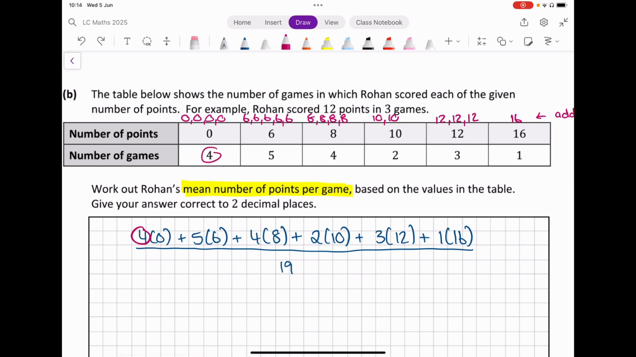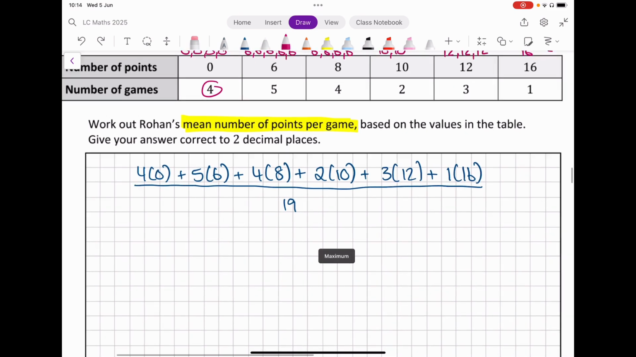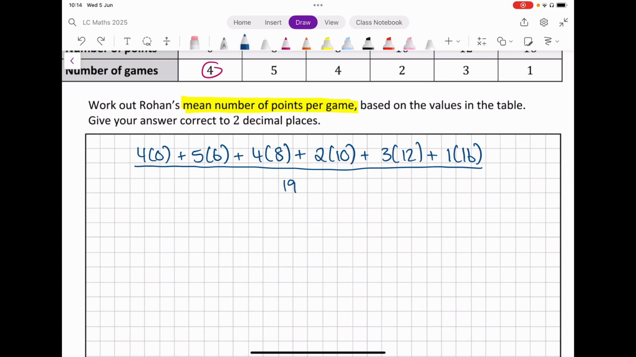Okay? So just be careful of the frequency distribution tables because they can be quite difficult to remember, and not go into autopilot and just add them all up together. Okay?